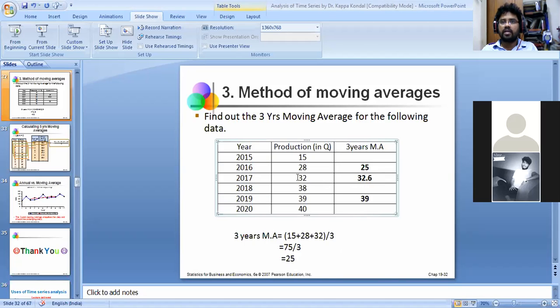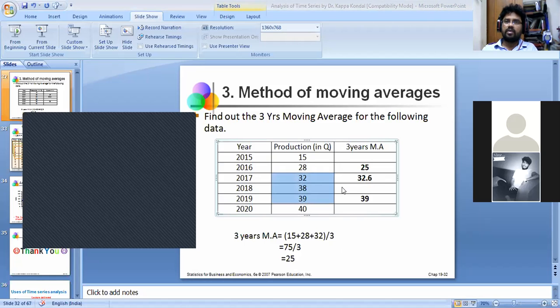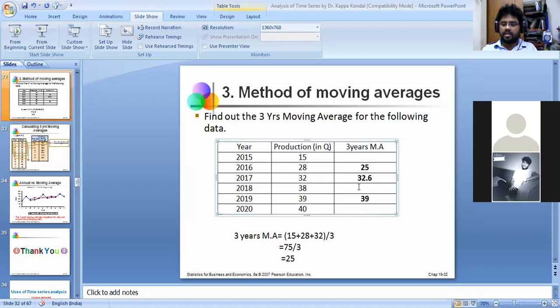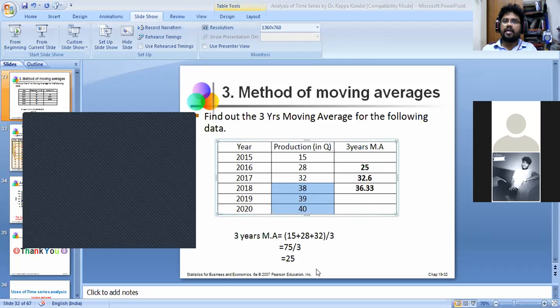Then after that, what should I take? 32 plus 38 plus 39. Then you calculate 32 plus 38 plus 39 and divide by 3. You will get 36.33. So here you write 36.33. Then the next, you calculate 38, 39, 40. Again you calculate 38 plus 39 plus 40 divided by 3. So you will get 39.